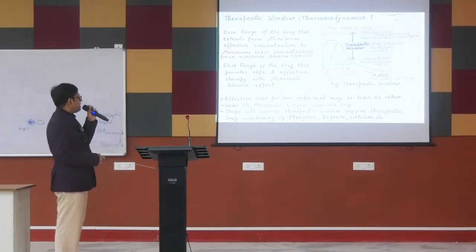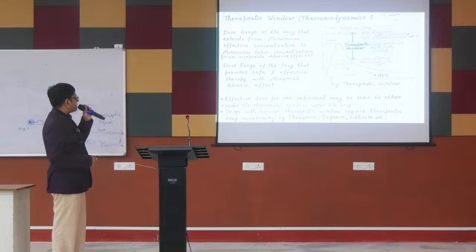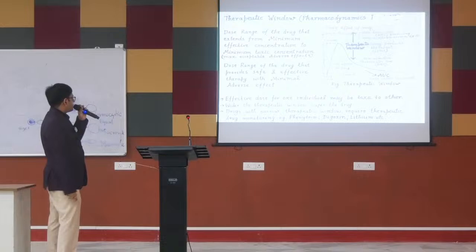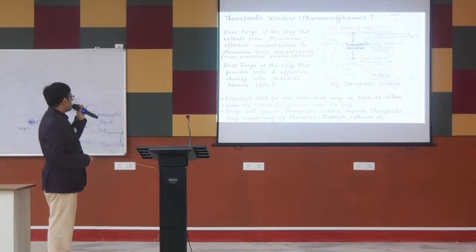So to calculate safety, what we do is that we take two lines and we calculate the space between these two lines. What are these two lines? This is called the minimum effective therapeutic concentration. Minimum effective therapeutic concentration is nothing but, here you have been given the definition that it is the dose of the drug that provides safe and effective therapy with minimal adverse effect. At this level, you get safe, effective therapy with minimal adverse effect.